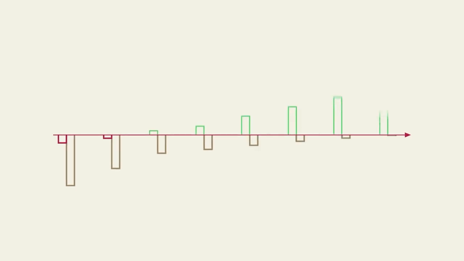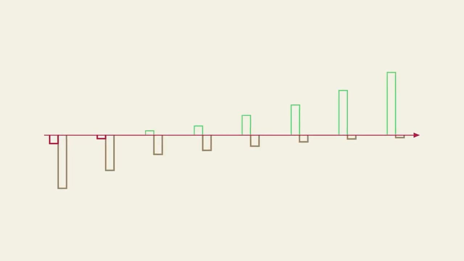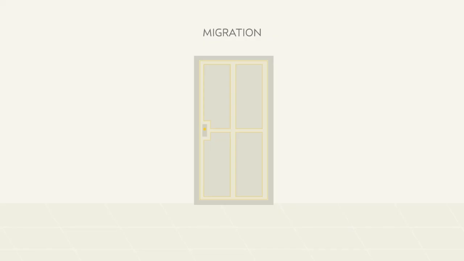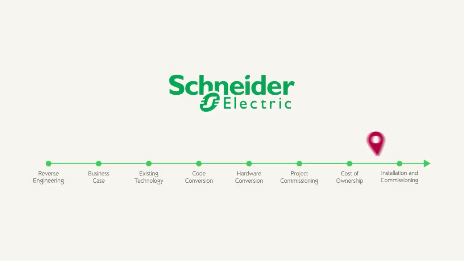But following the graph year over year, you can see that a Schneider Electric migration delivers value rapidly with a lower upfront expense. It's more cost-effective, more rapidly deployed, and carries much lower risk. For most plants, it's a superior option financially and operationally.